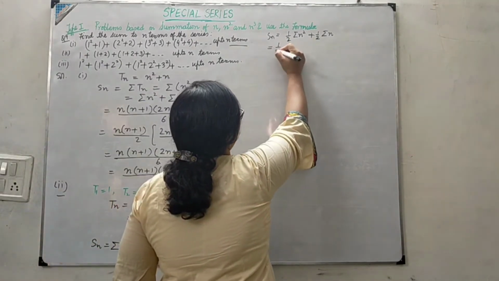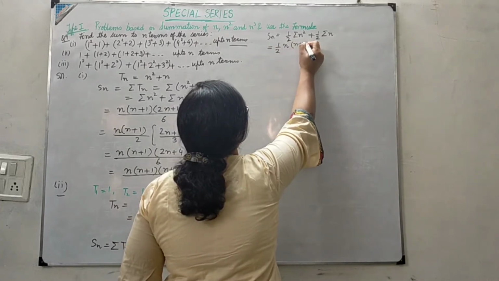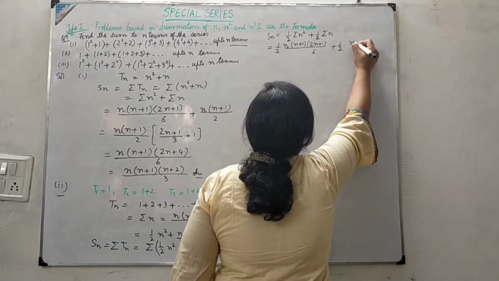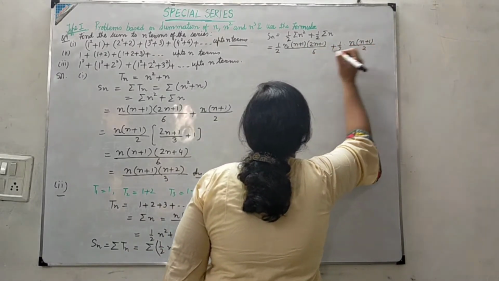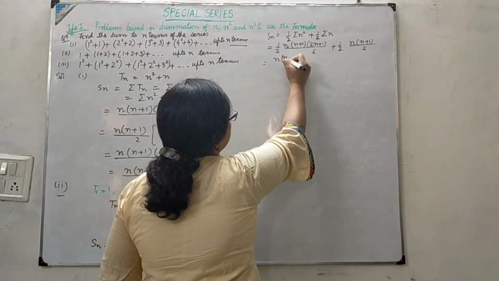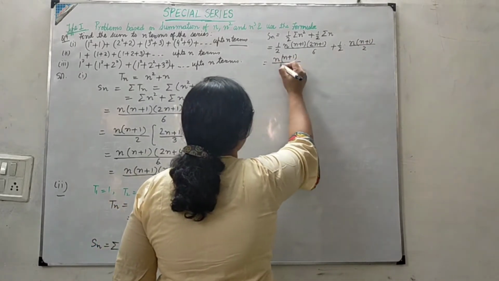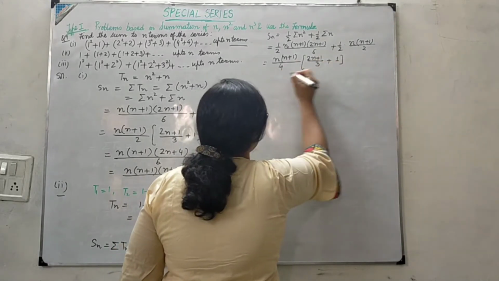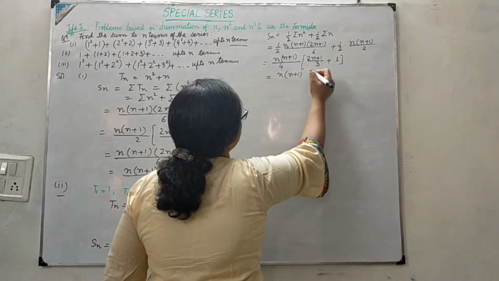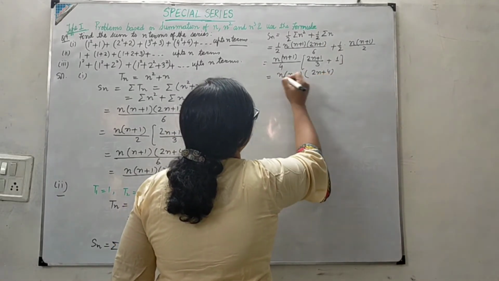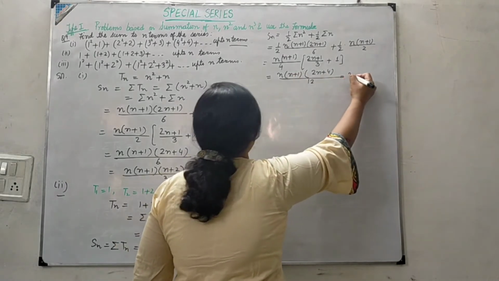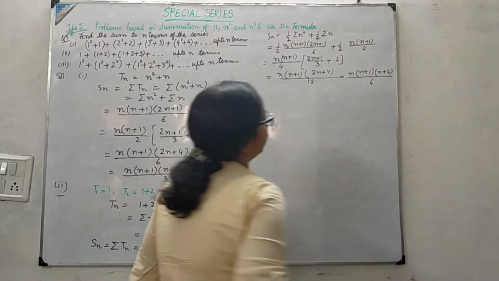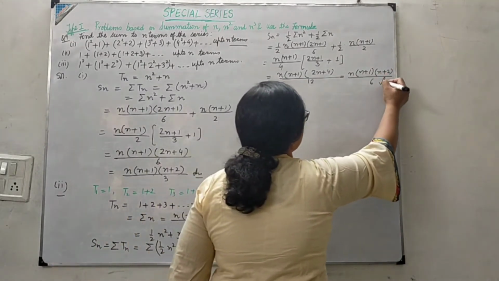Now after that I will apply the formula n into n plus 1 into 2n plus 1 upon 6 plus half into n into n plus 1 by 2. So if anything common, I will take that. By 4 I will take common. This is 2n plus 1 by 3 plus 1. So again it is n into n plus 1 into 2n plus 4 by 12. So this is your n into n plus 1 into n plus 2 by 6. After simplification, this is your answer for the second part.